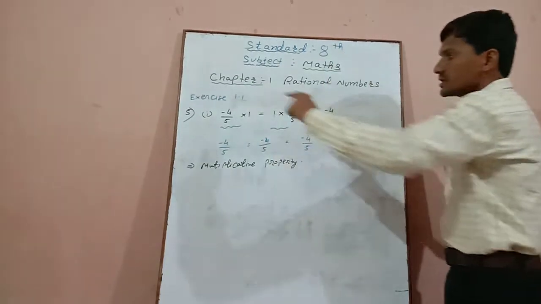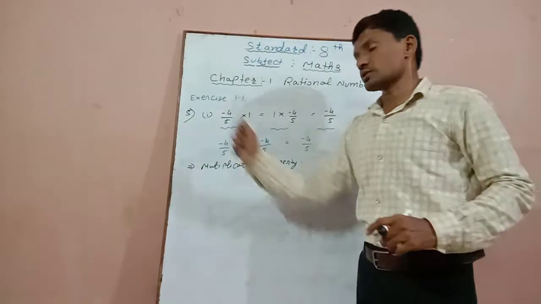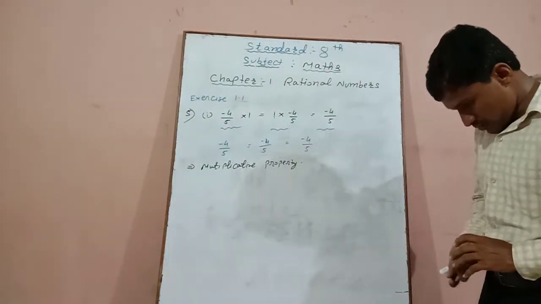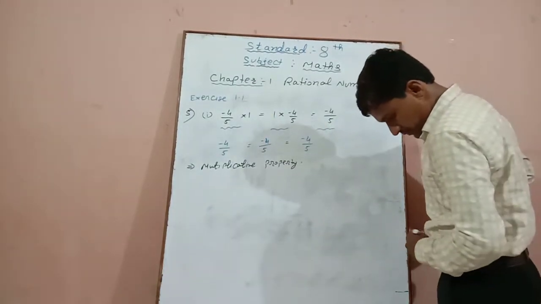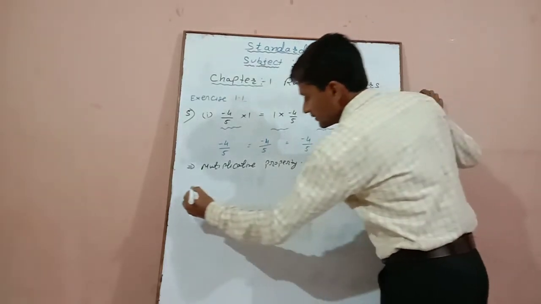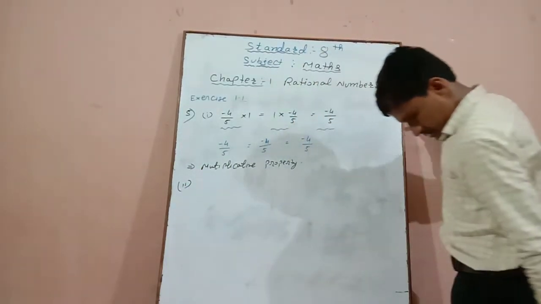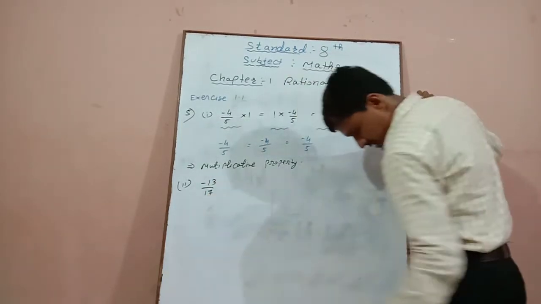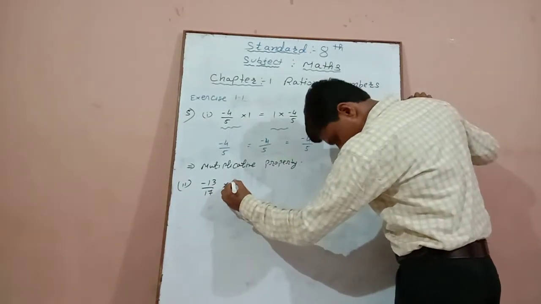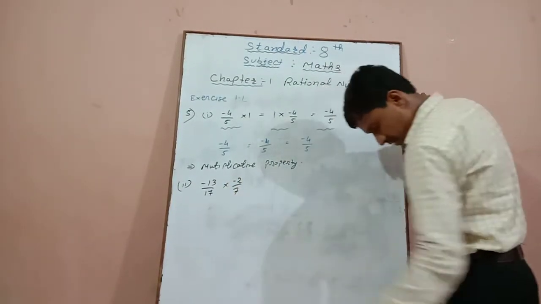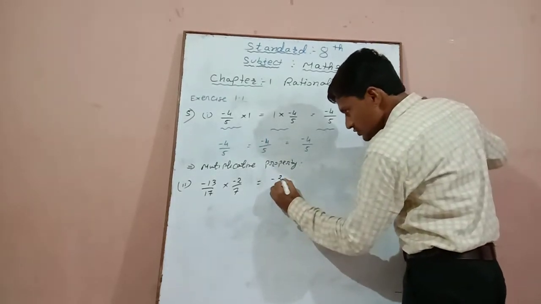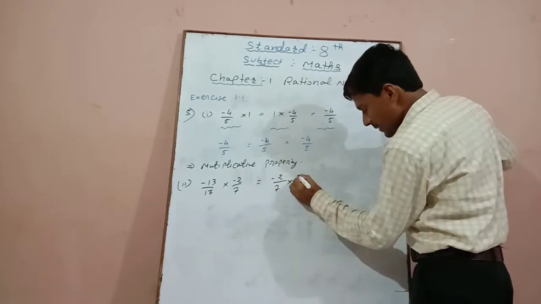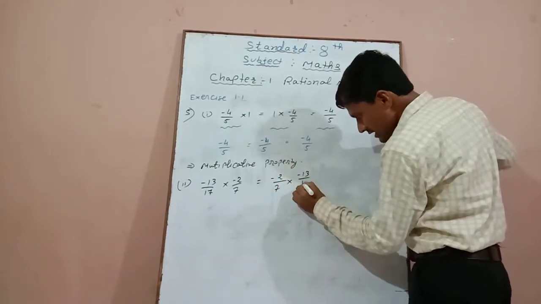This is the answer of the first question of question number 5. Which property is there? Multiplicative property. Okay. Now the second question is minus 13 divided by 17 into minus 2 divided by 7 is equal to minus 2 divided by 7 into minus 13 divided by 17.